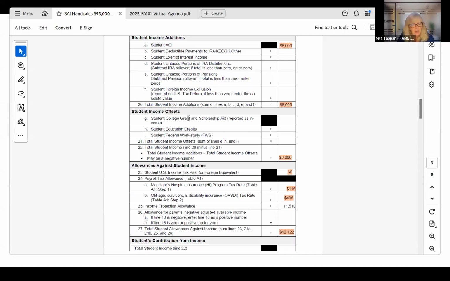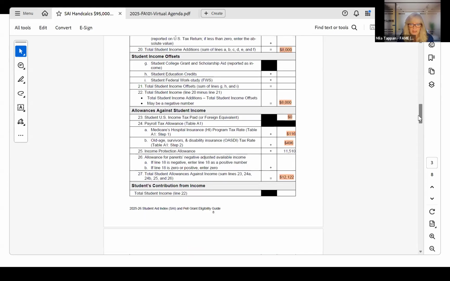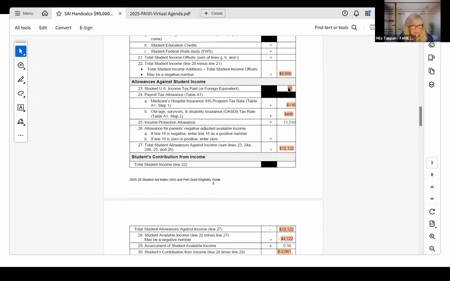If a student has enough scholarships and grants that they have to pay taxes on some of those scholarships and grants, those would be listed here so that they would come out and would not negatively impact financial aid eligibility going forward. Okay? But our student here, he didn't do any of that. He just worked a regular job. So his earnings are $8,000. He didn't pay any income taxes. He does still have to pay payroll taxes.